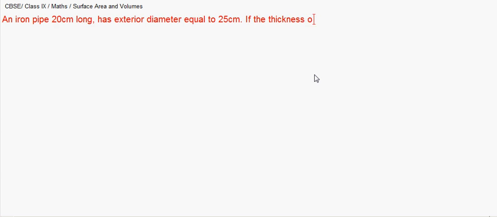If the thickness of the pipe is 1 centimeter, find the whole surface. Oh, I made a mistake again here. It's a typing mistake, so kindly ignore it, if at all I don't get to locate it. Total surface area: this seems to be a hollow one, because a pipe would be hollow from inside. We have to find the total surface area.